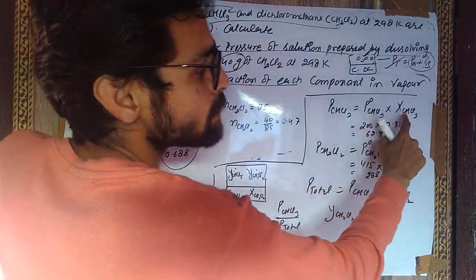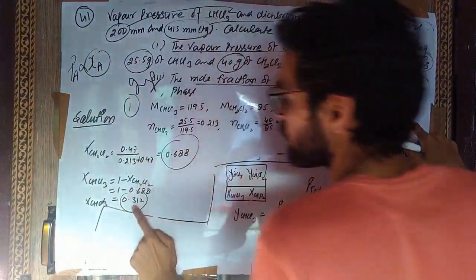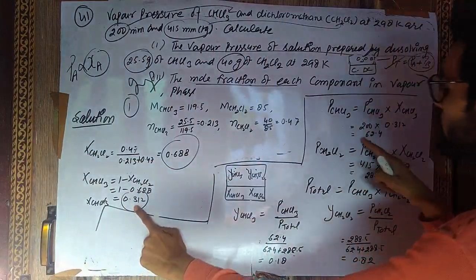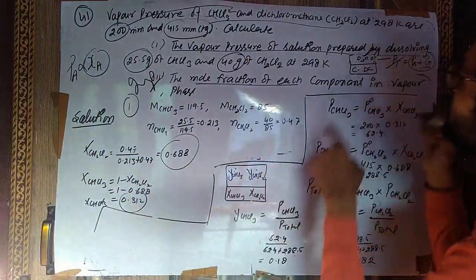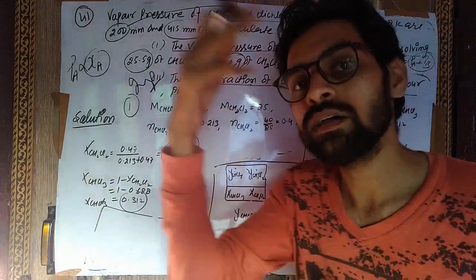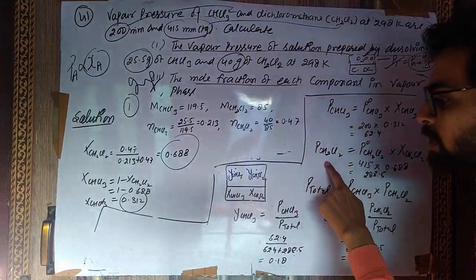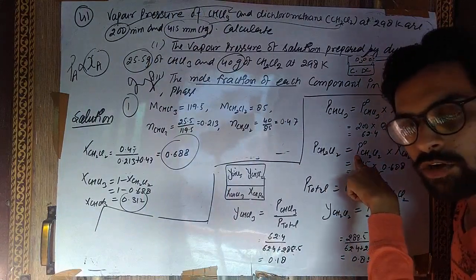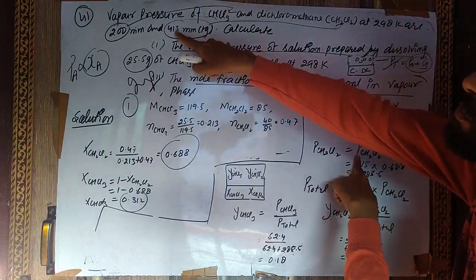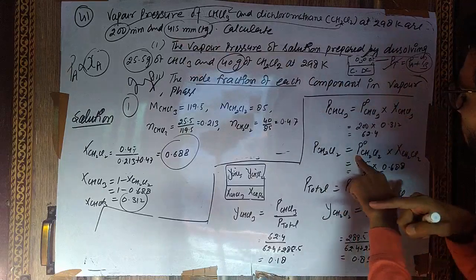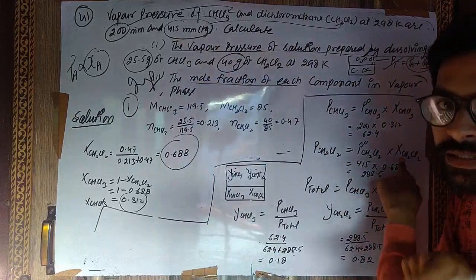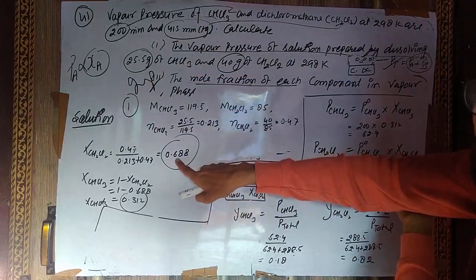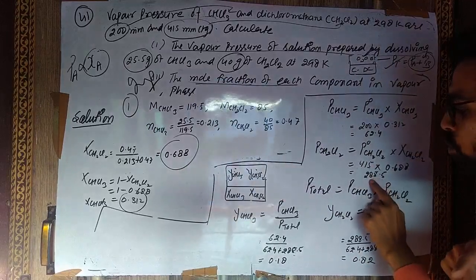Okay, and the mole fraction of chloroform in solution we have calculated here is 0.312. The answer is 62.8. So this is the pressure exerted by the chloroform in the vapor phase. Second, similarly dichloromethane. The vapor pressure of dichloromethane in pure state is 415, multiplied by its mole fraction in the solution, which we have calculated here as 0.688, and the answer is 288.5.